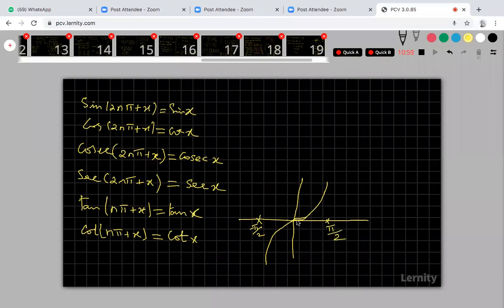So this is your tan x. The same tan x values repeat for another pi. Look at the length: here pi by 2, here also pi by 2, so totally this length is pi. For every interval of length pi, we again get the same tan x values. So the next tan x curve comes like that. So this is pi, this is 3 pi by 2.